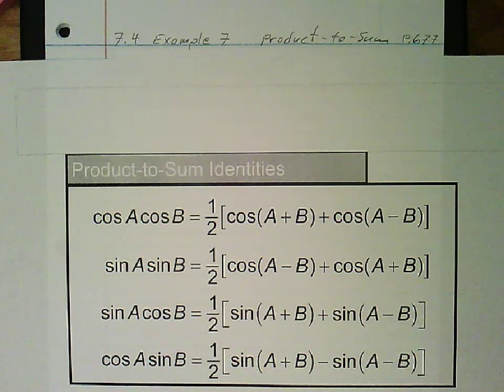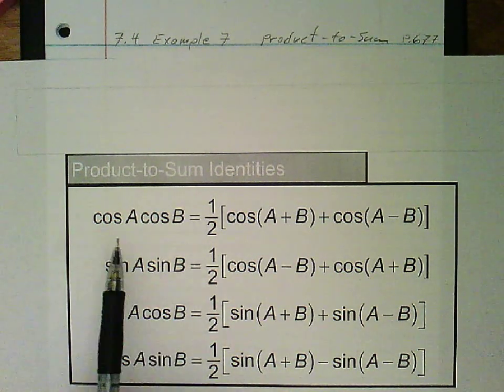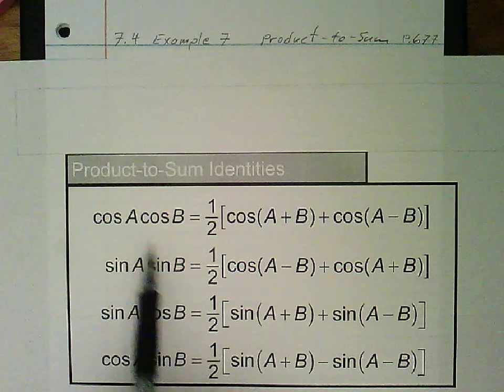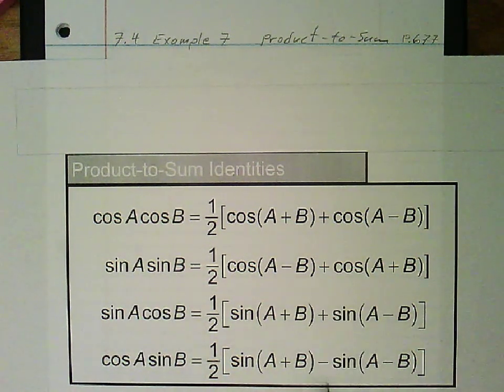Here's a problem similar to example 7 on page 677. This is using product to sum identities. When you're doing these problems, you have to figure out which one of these identities applies. Look at the pattern: cosine A cosine B, sine A sine B, sine A cosine B, cosine A sine B. So we have 4 different products that we're going to convert to a sum using these identities.